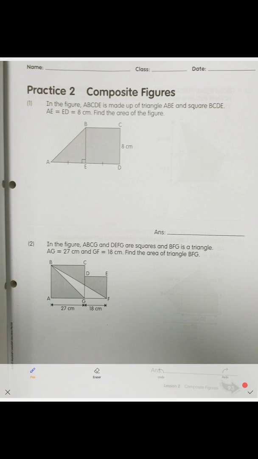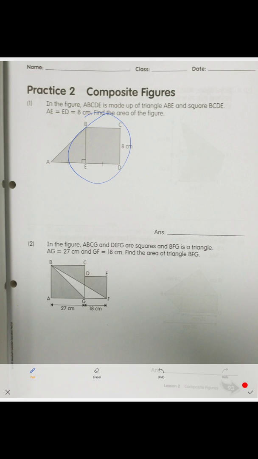Okay, practice two: composite figures. Right now we need to learn how to calculate the area of complex figures that are composed of different simple ones. So, problem number one, here's your figure. They tell you it's composed of a triangle and a square.